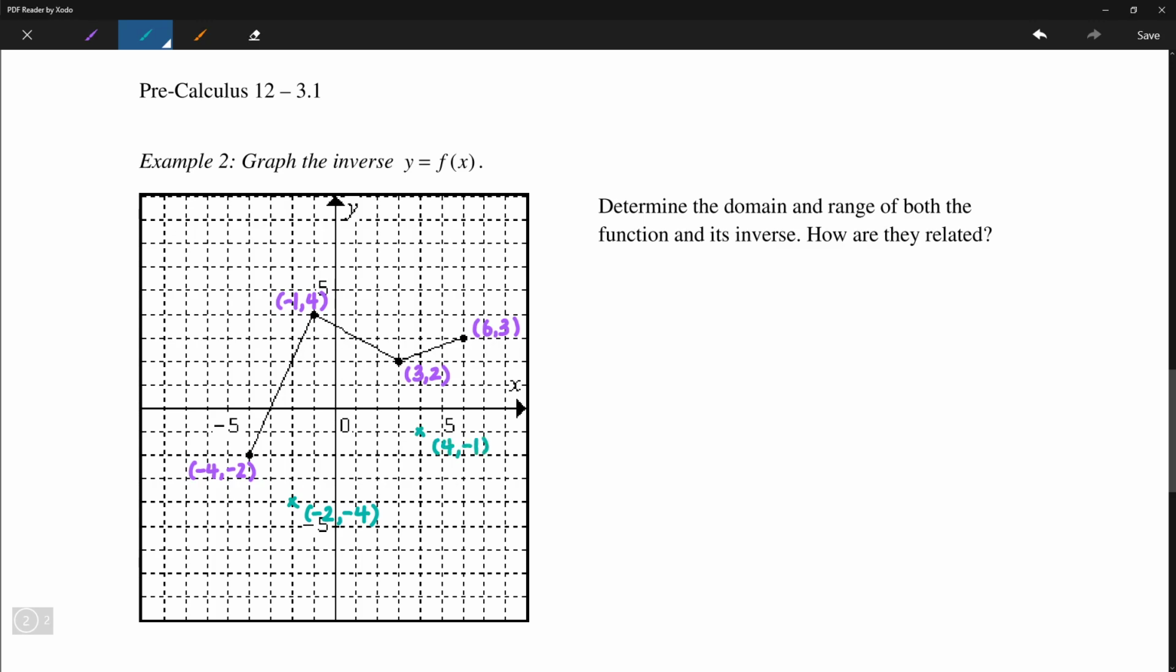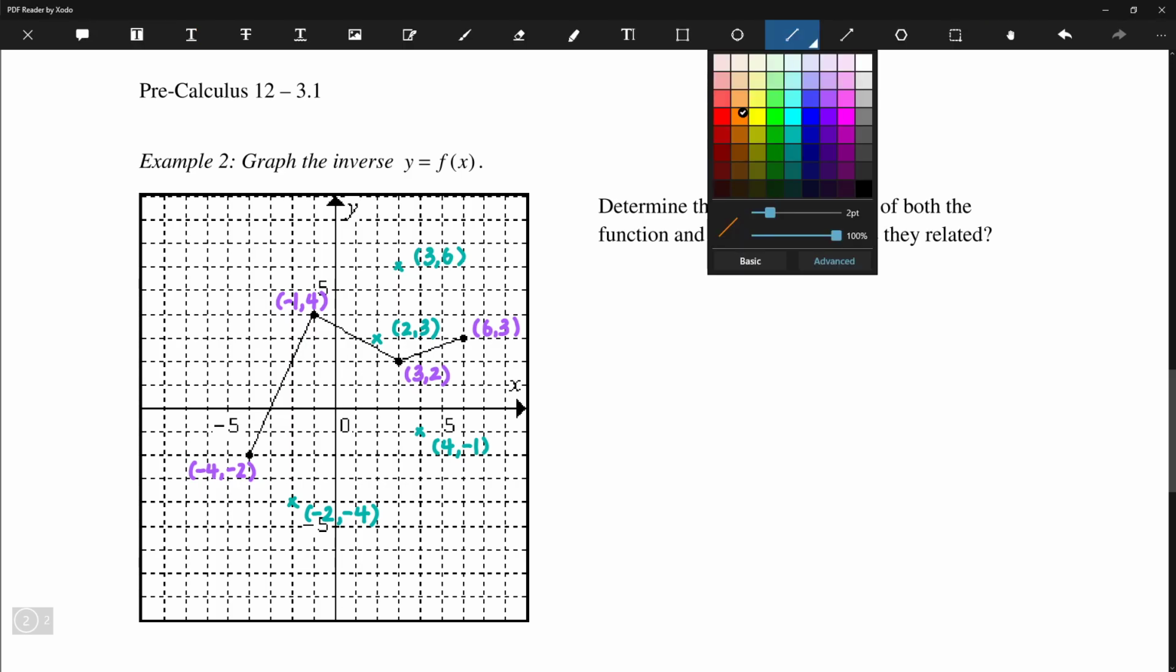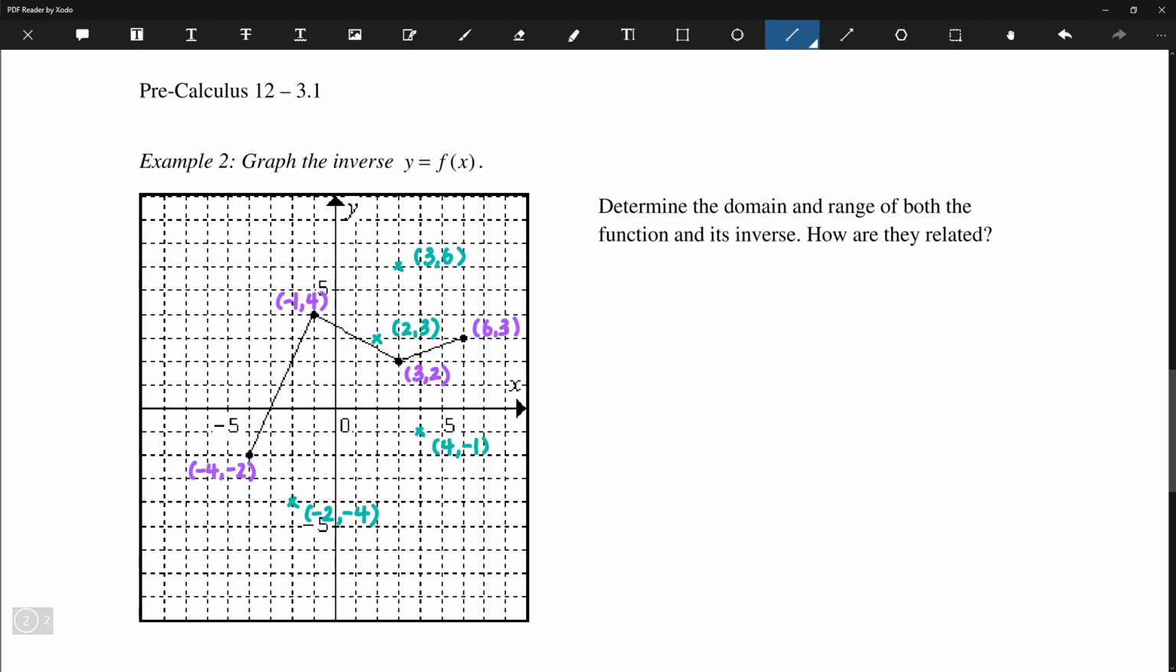After that, the point 2, 3 will appear on the inverse. And finally, the last point is 3, 6. So up here. Okay, so then we connect these 4 points together, like so. And we have graphed the inverse.